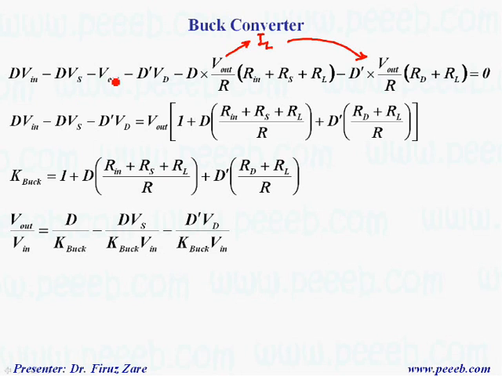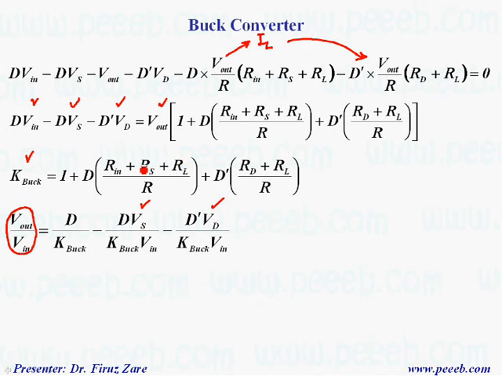If we move the output voltage to the right hand side and the rest of the variables to the left hand side, we can simplify. That means we can define this factor for the buck converter, and we can find the conversion ratio, which is basically duty cycle divided by K buck, minus this term, which depends on the voltage drop across the switch, plus this term, which depends on the voltage drop across the diode.